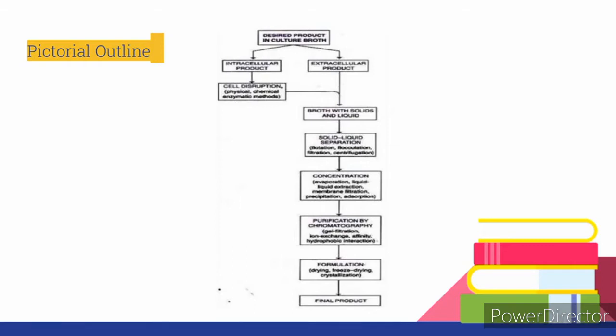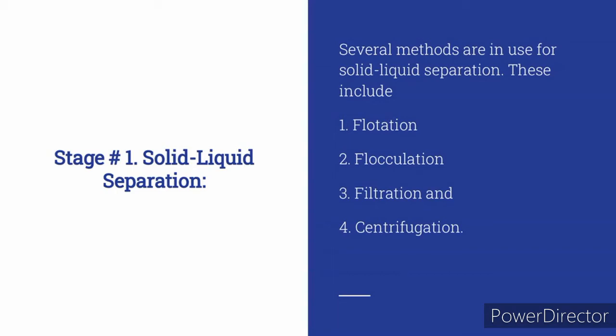So, if it is an intracellular product, a cell disruption mechanism must be employed in order to retrieve the product. But if the desired product is extracellular, we need to separate the solids and liquids which are present in the broth. And solid liquid separation can be performed by 4 mechanisms which we will be learning, after which concentration of the separated product is performed by certain mechanisms, and after that the purification of the product is usually performed by chromatography. We will be learning about the chromatographic techniques as well, and the final stage is the formulation stage. After formulation, we will receive the final product that is going to be released into the market.